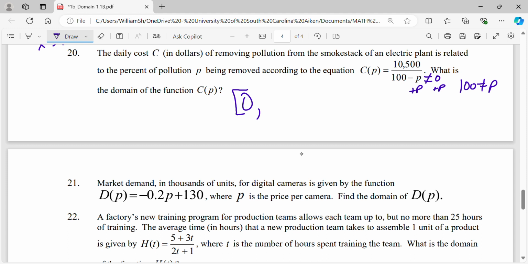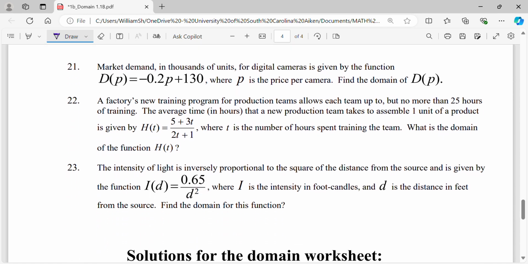And you could remove any percent of pollution between 0 and 100. But our equation says we can't exactly make it equal to 100, so we need to put the parentheses on 100. So our domain looks like any percent between 0 and 100, just not necessarily equal to 100%. It's not possible to remove all pollution.